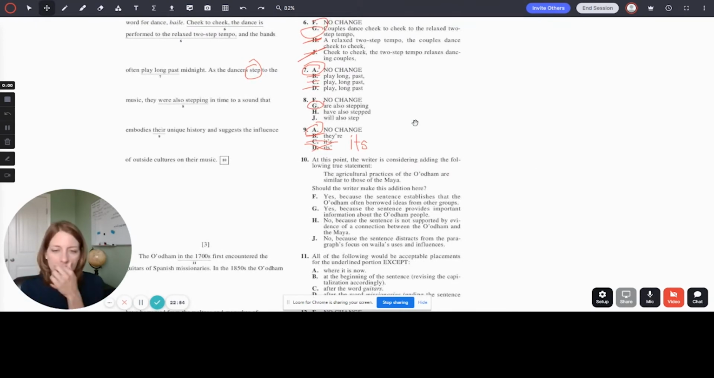And the agricultural practices. So what does that have to do with anything? We're sitting here talking about music. So I'm going to say no. No, because the sentence is not supported by evidence of a connection between the Ode and the Maya. No, because the sentence detracts from the paragraph's focus of Wali's uses and influences. Okay, so we think it's no.